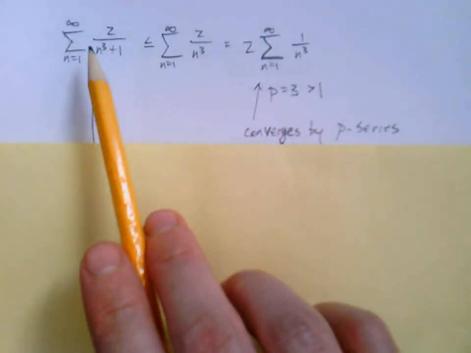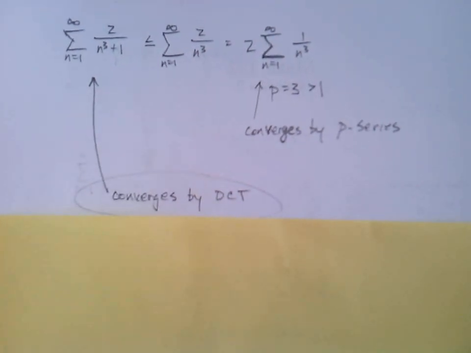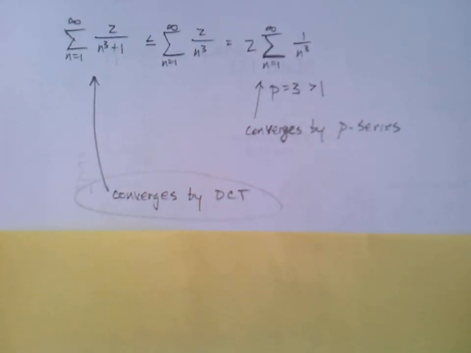And that is bigger than this. So we know this converges by the direct comparison test. And I think that's it. Yeah, that's what we were trying to show, this guy right here. So the ratio test didn't work out for us, but a comparison and a p-series did.